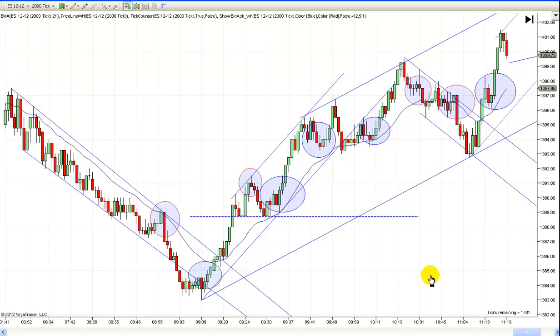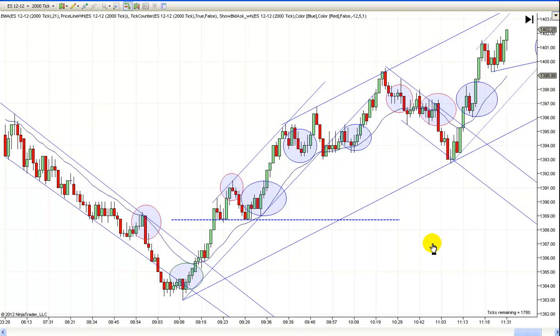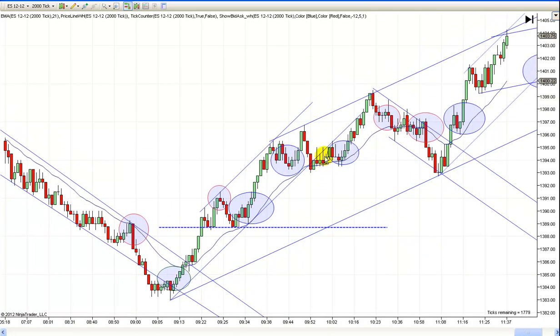And so that was it. And then you had the two-legged pullback long right here. And then this is really the first break of this little trend channel right here. And on a bigger picture, it's a second entry. There's a one leg back, a little two-legged move up, a second leg back, and then it takes off again. So it's a nice long right there. You're looking for a retest of the high, and there it goes.